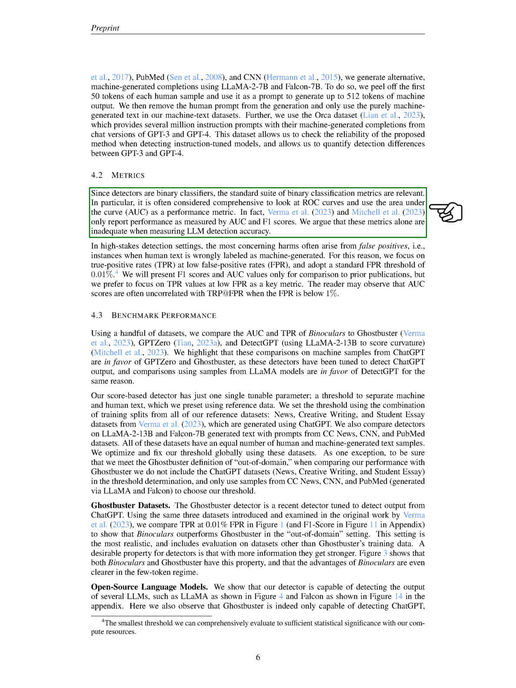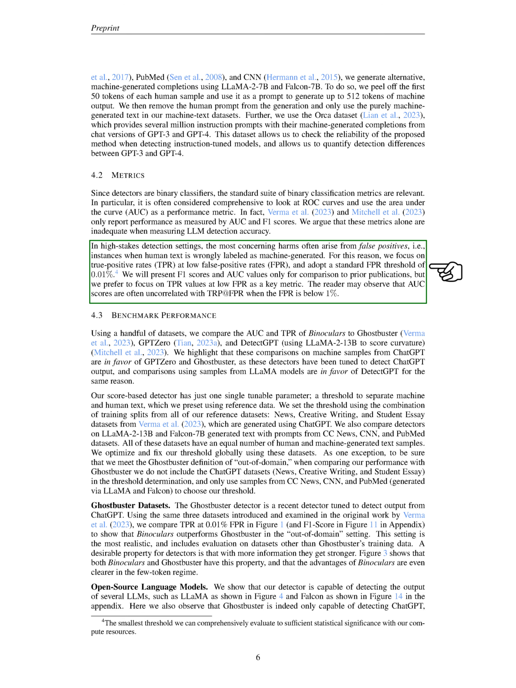Since detectors are essentially binary classifiers, we use standard binary classification metrics. While it's common to look at ROC curves and use the area under the curve, AUC, as a performance metric, we argue that these metrics alone are not sufficient when measuring LLM detection accuracy.